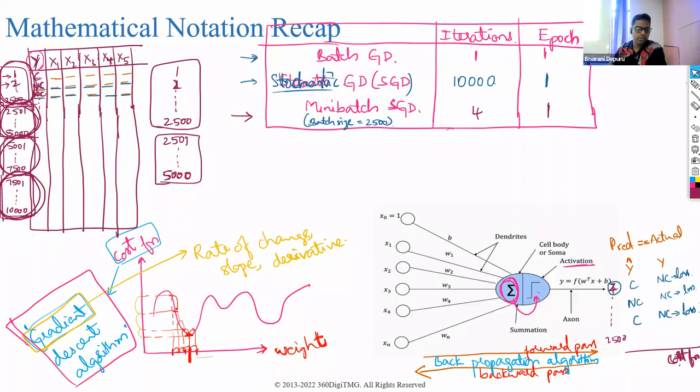All right. So you now also understand what we mean by epoch, what we mean by iteration, what we mean by all of these. So yet another thing that I want to talk about is the loss functions.